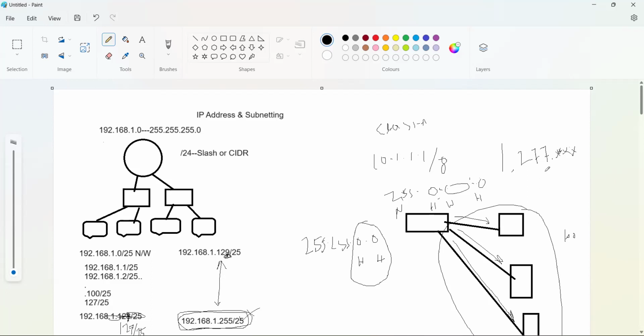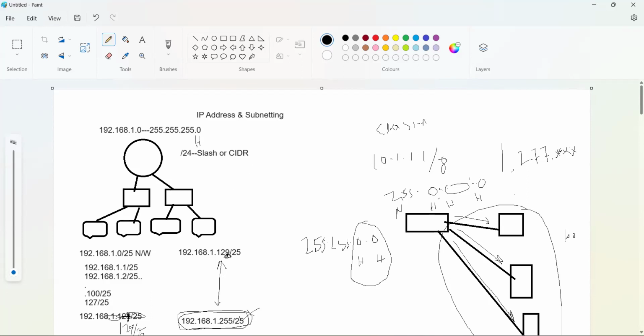But in class C, you have only one host portion. You can assign here up to only 255 users, 255 valid users, and then minus, 254 users only.